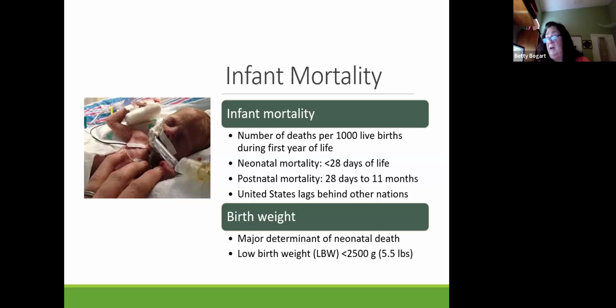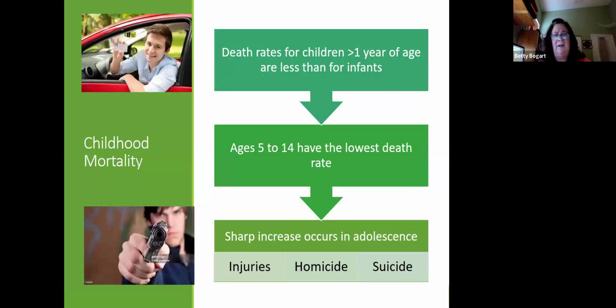What is the biggest determinant of infants dying? It's their birth weight. Low birth weight, very low birth weight. These are small children, and there's so many things that can go on, their lungs, their brains, etc.